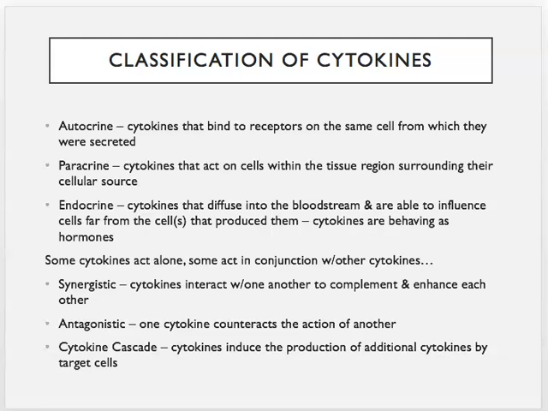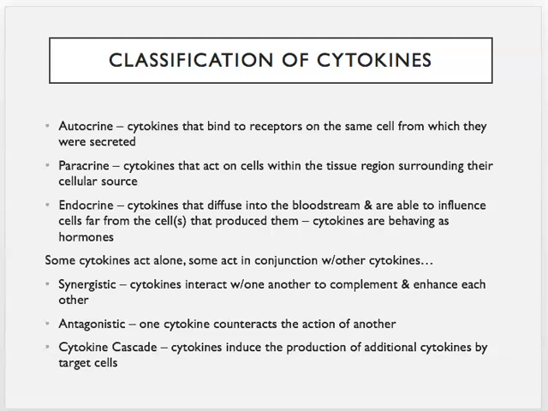Some cytokines can act alone, some act in conjunction with other cytokines, and we've talked previously in micro about synergistic and antagonistic relationships between organisms and as that relates to drug interactions. So talking about cytokines, synergistic relationships are where the cytokines interact with one another and they kind of complement or enhance the activity of the other. Antagonistic is when they counteract the actions.